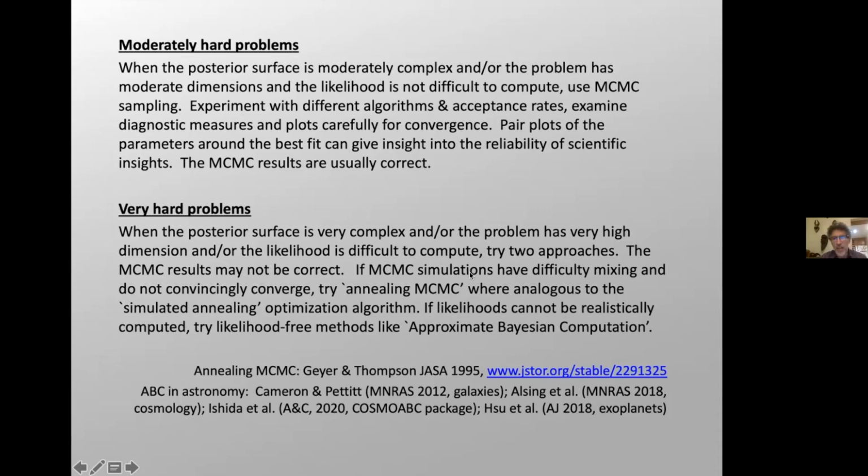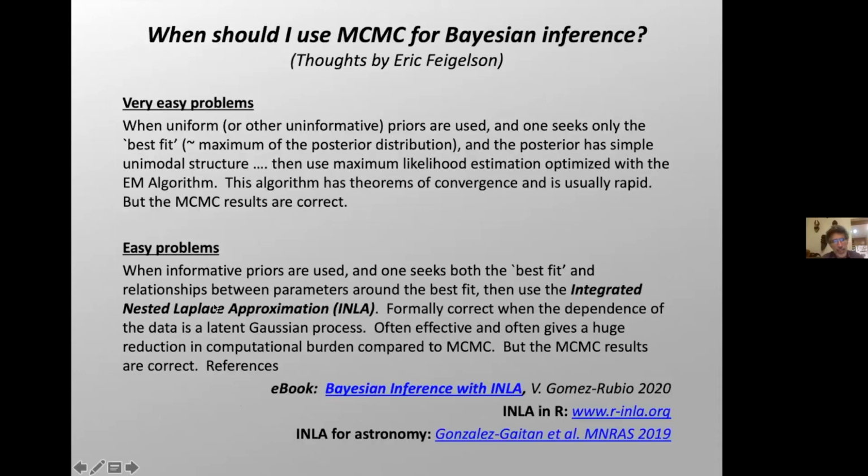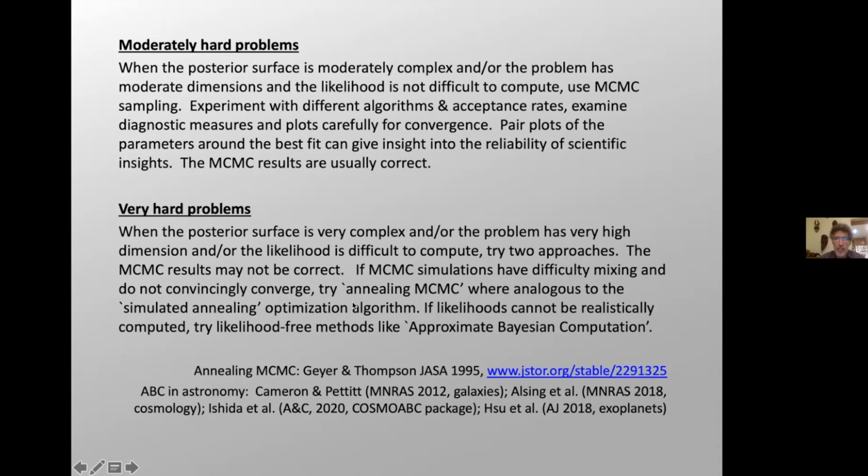So what some recommend is that if you're stuck in some mode and there's other modes you want to map, they try annealing MCMC. It's analogous to simulated annealing in optimization algorithms. But what really happens for these very difficult problems is you have to give up calculating the likelihood correctly, and you make an approximation to the likelihood that's much easier to compute. And there is a procedure for this called ABC, approximate Bayesian computation.